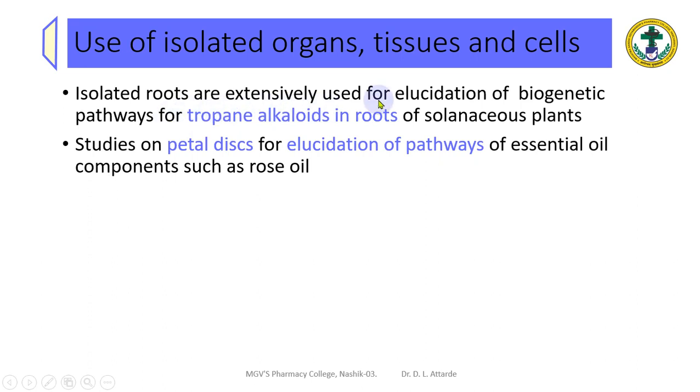Isolated roots are extensively used for the elucidation of the biogenetic pathway for the tropane group of alkaloids in roots, especially in the Solanaceae family. If you are using a petal disc, especially for rose plants, this is the site where the volatile oil is generated. So to elucidate the pathway of essential oil components of rose oil, you must use the petal disc. They are allowed to work in a sterile media with the presumed precursor you are entering, you isolate the final products and detect them by various means. So that is the use of isolated organs, tissues and cells.